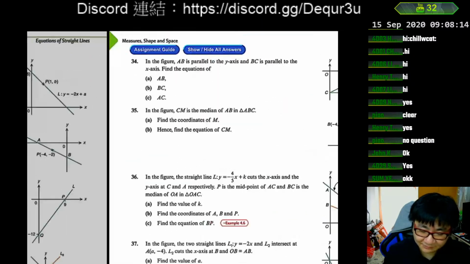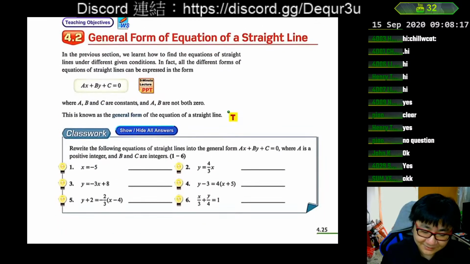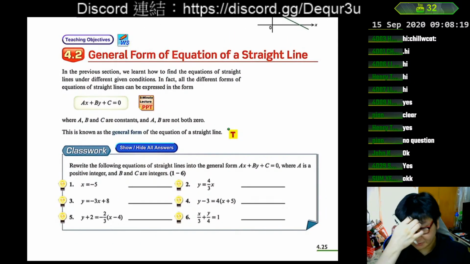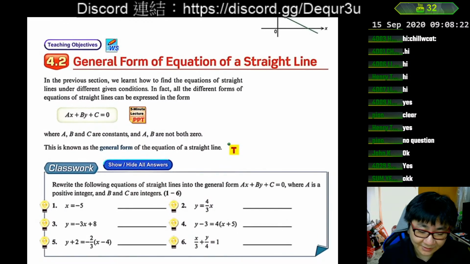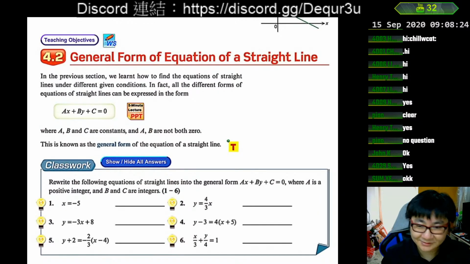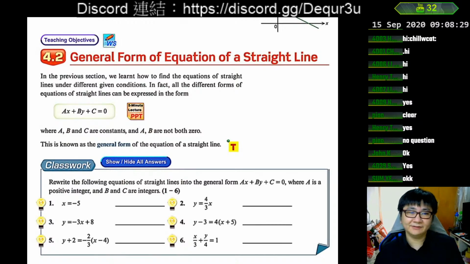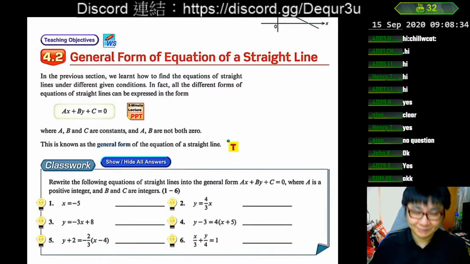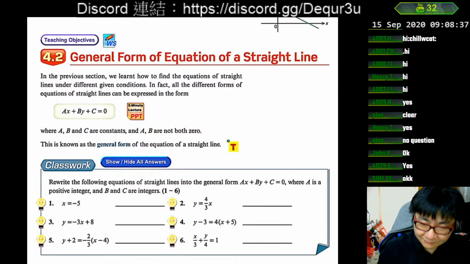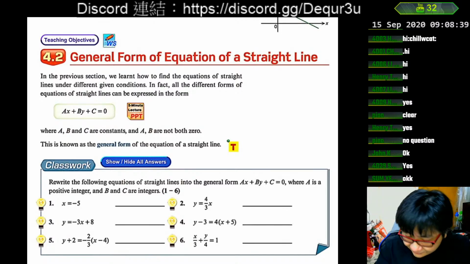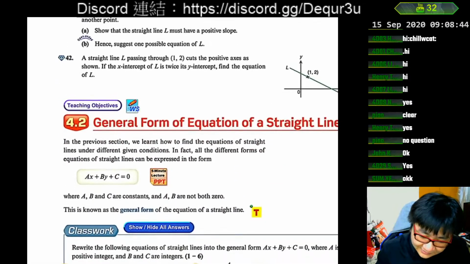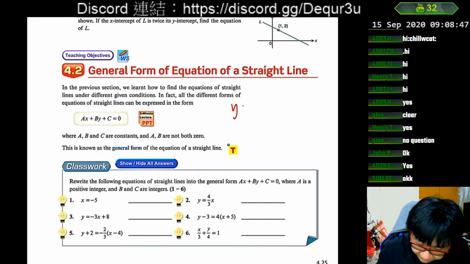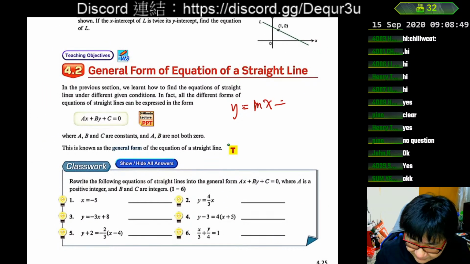So a few pages I have already turned over. Okay, so 4.2, the general form equation. This is nothing special. In fact, we can say this whole thing in one sentence, which is we just rewrite the form. In the last section, what was it? In the last section we tried to write our equation in the form y equal to mx plus c.